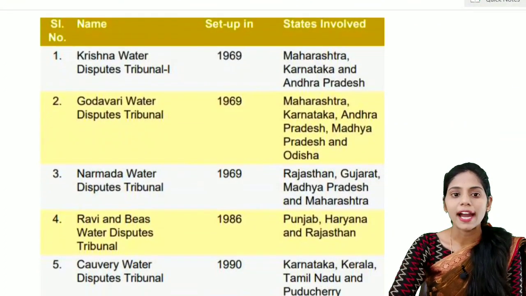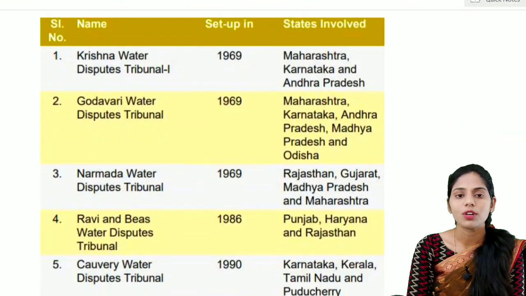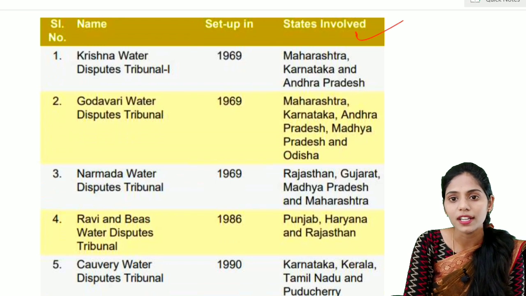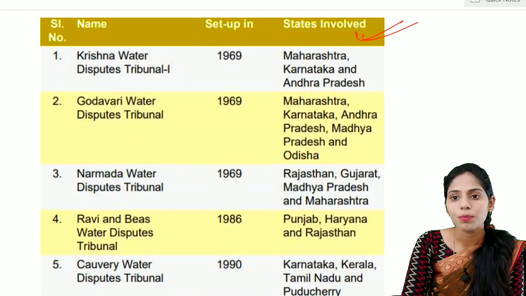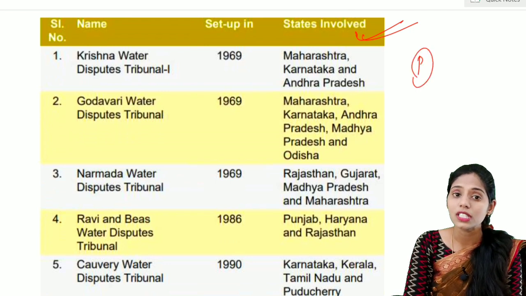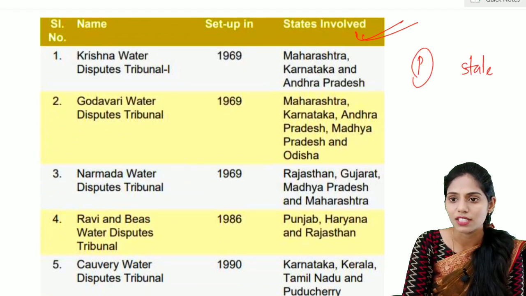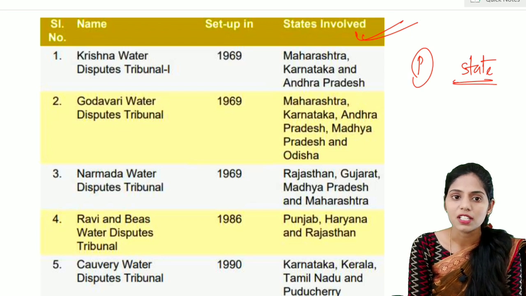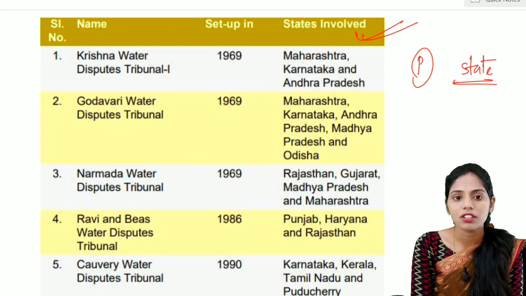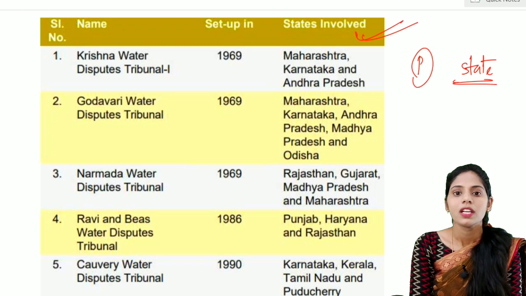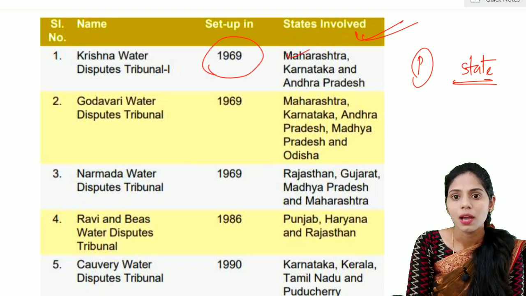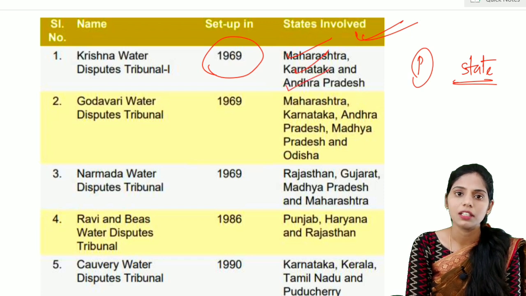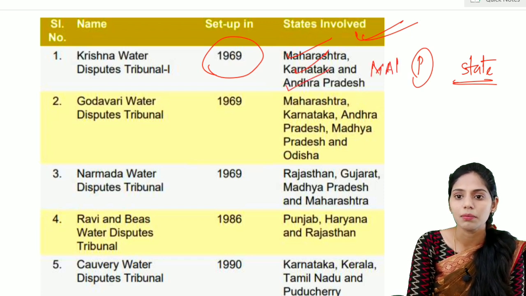I also added the different river water disputes, and it is important to know which states are involved in which river dispute. This is important for the prelims, and also for the state exams. So let us see them. The first one is the Krishna River Dispute Tribunal. It was set up in the year 1969, and the states involved are Maharashtra, Karnataka and Andhra Pradesh. How can you remember? MAC.